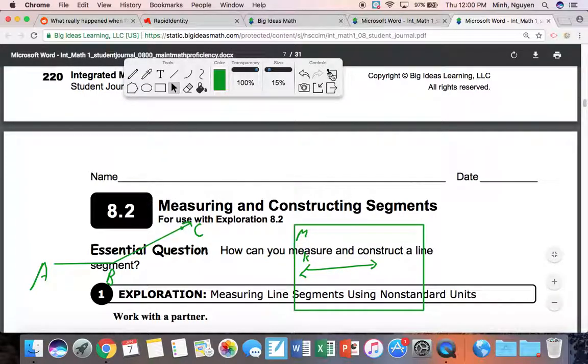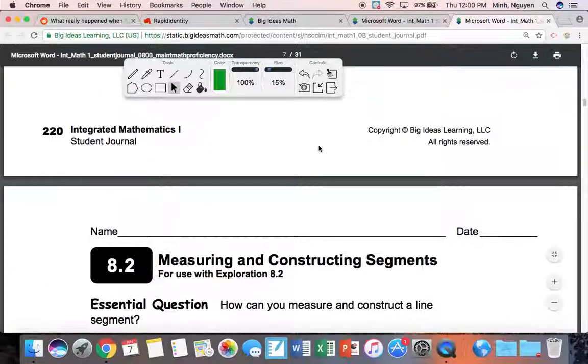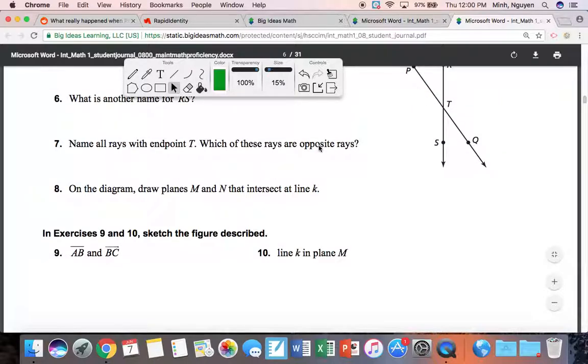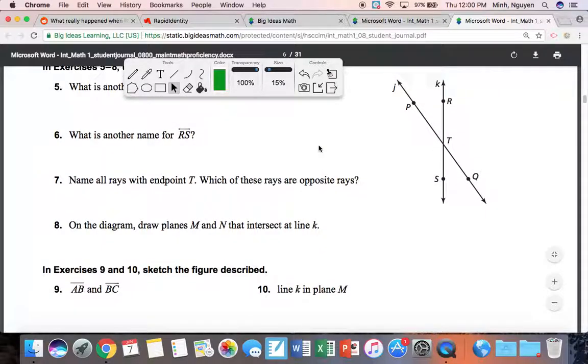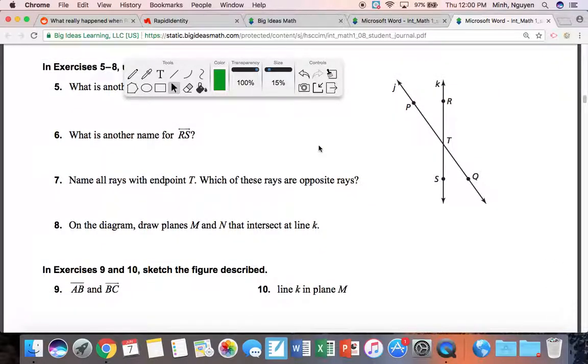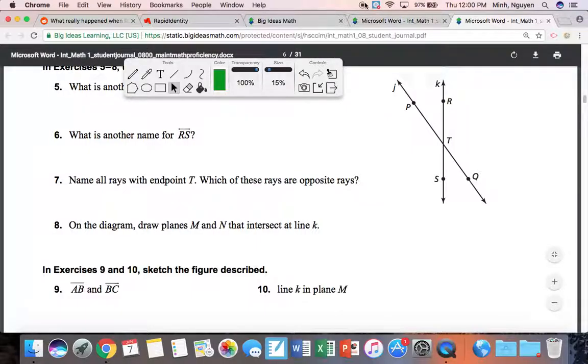That's it for section 8.1, guys. If you have any questions, ask your teacher, let me know. But mostly this is just covering the terminology of geometry that you'll need to use later. Hopefully you get it. If not, again, ask your teacher, let me know.